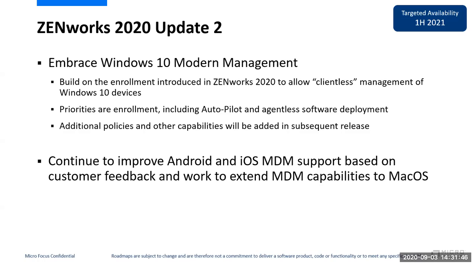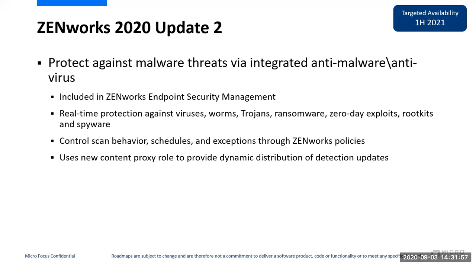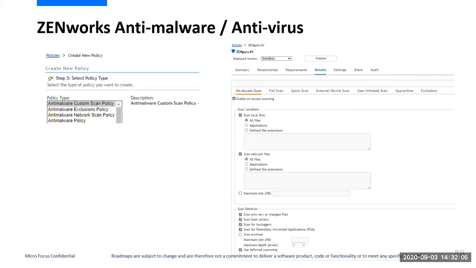Obviously, we're moving on with the Android and iOS updates as well. So we're just enhancing the mobile management framework that we've got within the system. Second was the anti-malware component. So we're adding the ability to do anti-malware scans. And obviously, that will be part of the ZENworks backend infrastructure. You're going to manage that through policies, just like you do with everything else within ZENworks.